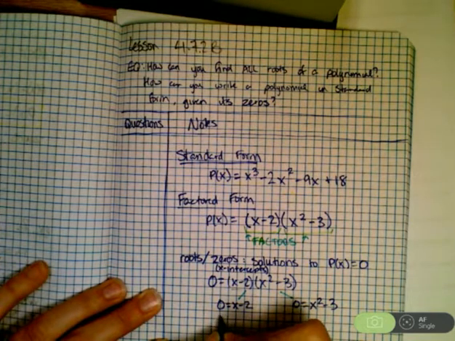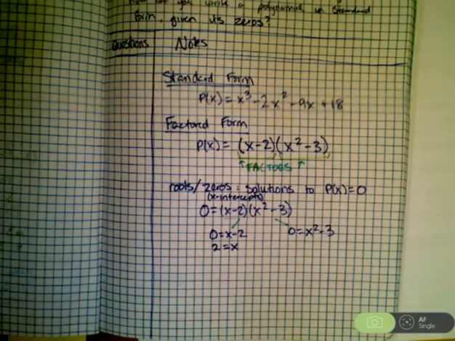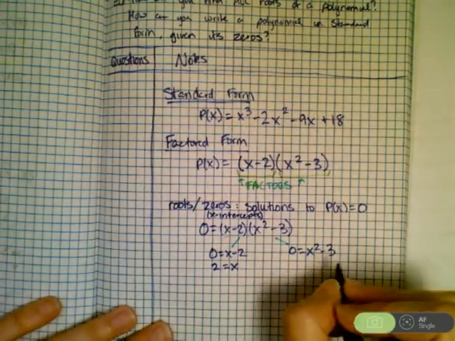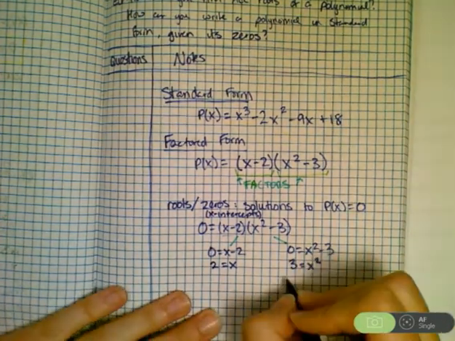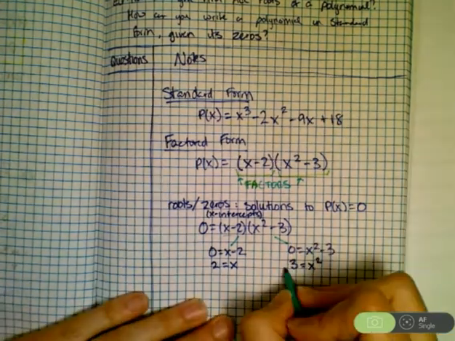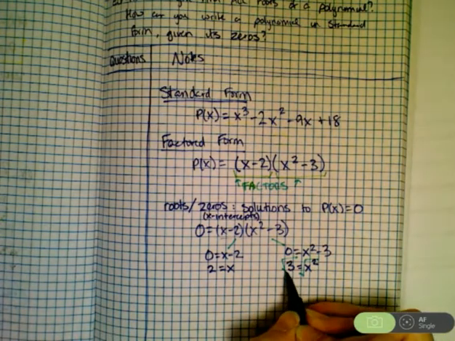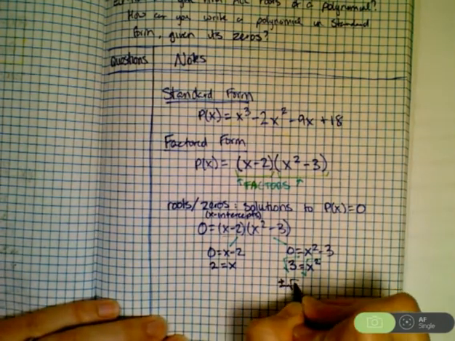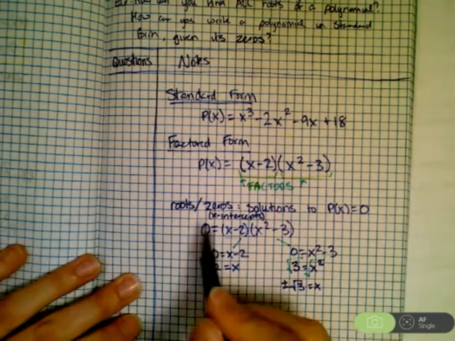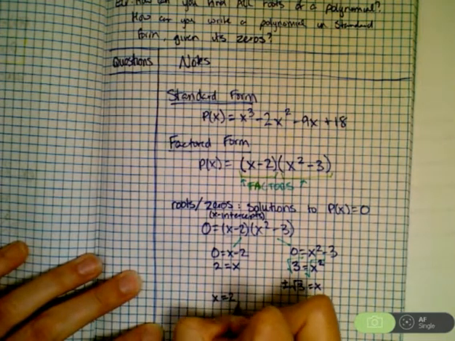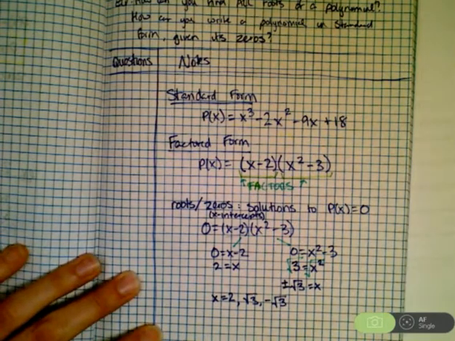From this one we'd add 2 and we'd get 2 equals x. And from this one, we would add 3 to both sides and get 3 equals x squared. And then we take the square root of both sides. On the right, the square root and the square will cancel, and on the left, we will get a positive or a negative square root of 3. So for this problem, the zeros or the roots are x equals 2, x equals positive square root of 3, and x equals negative square root of 3.